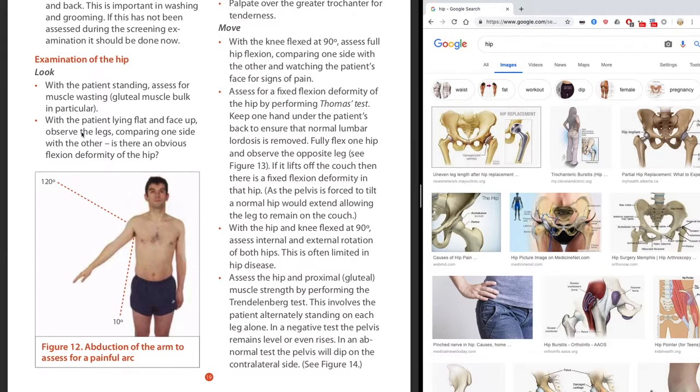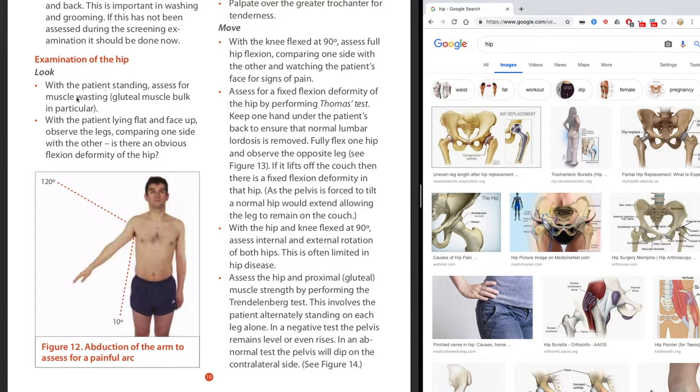So this document is made by Arthritis Research UK, and it's a really useful document for medical students who want to learn physical examination of the musculoskeletal system. I'll put a link to this document down in the description below.